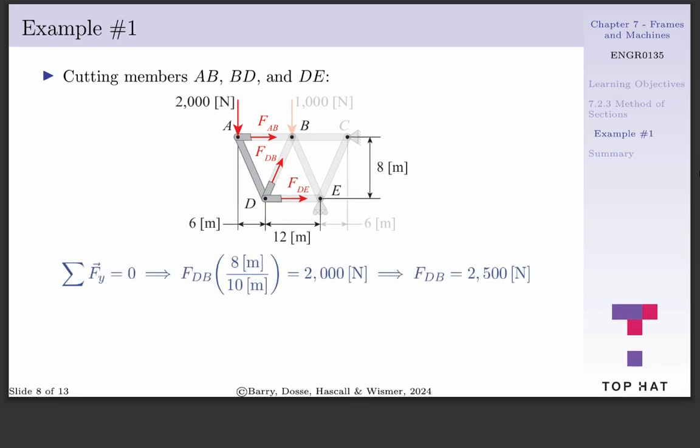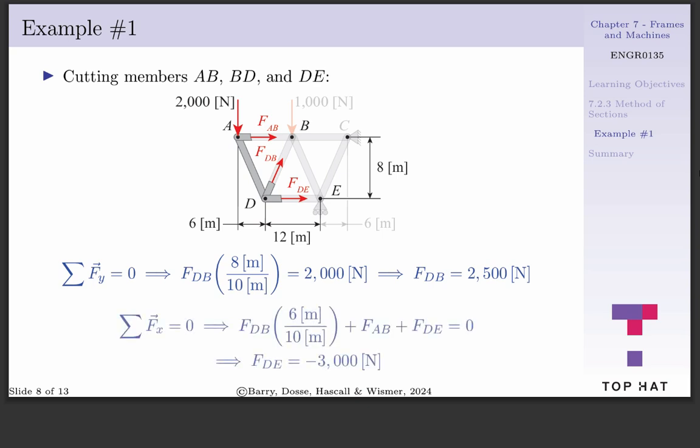Starting with the summation of forces in the y direction, we'd have FBD times sine theta, the angle between members DB and DE, which is 0.8, equal to the applied load of 2,000 newtons. Solving this gives FDB equal to 2,500 newtons. Then we can apply the summation of forces in the x direction. FDB times cosine theta, the angle between members DB and DE, plus FAB plus FDE is equal to 0. Recall cosine theta equals 0.6. We just solve for FDB and we have FAB, so FDE is equal to negative 3,000 newtons. The negative sign here indicates this member is under compression.